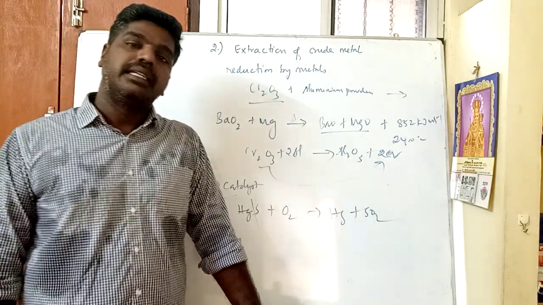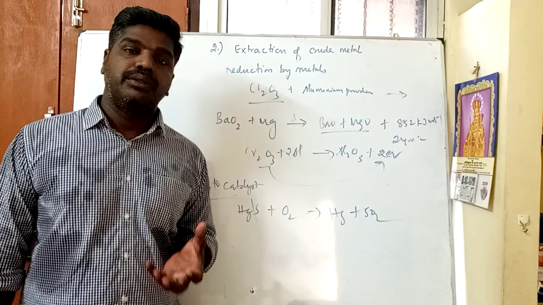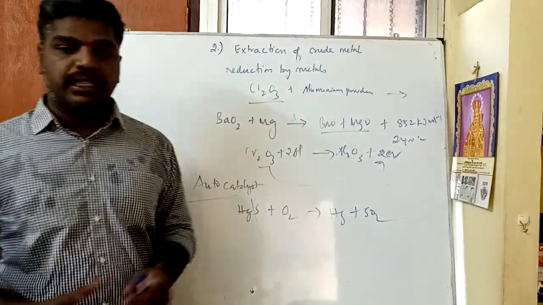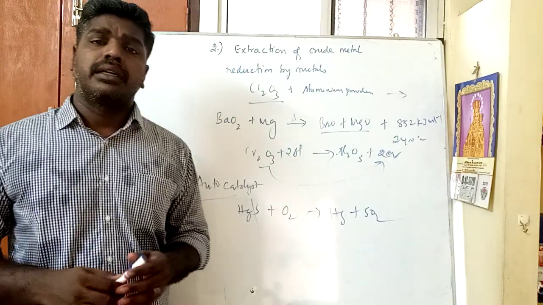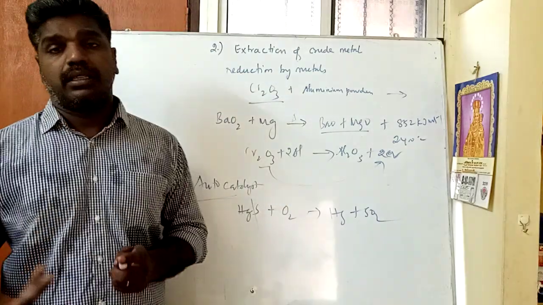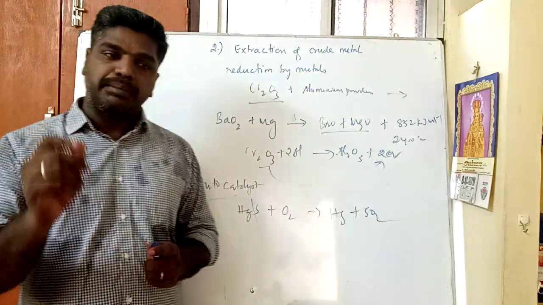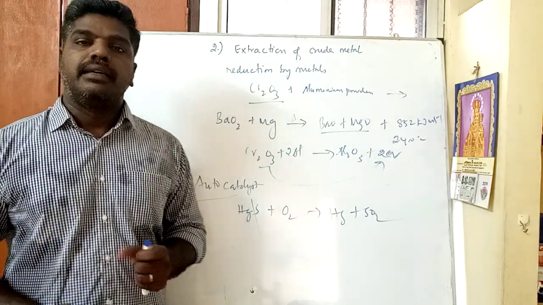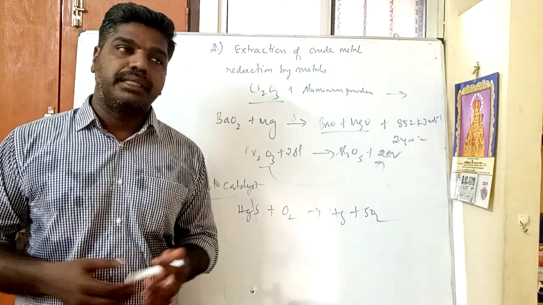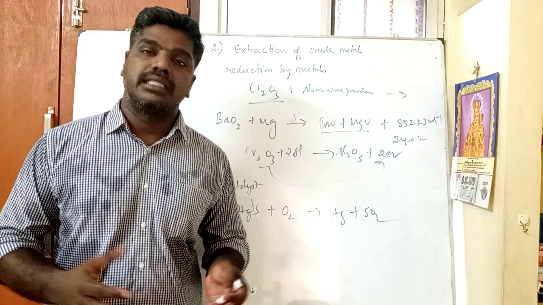Next, in the reduction process we are using a reducing agent. The reducing agent is very, very important, and it depends upon the metal oxide. There are different reducing agents, and we have to select the best reducing agent to reduce metal oxide to metal. For that, we are going to see the next topic, the Ellingham diagram, with the help of thermodynamic principles in the next session. Thank you.